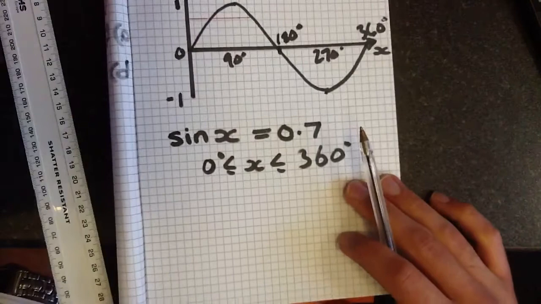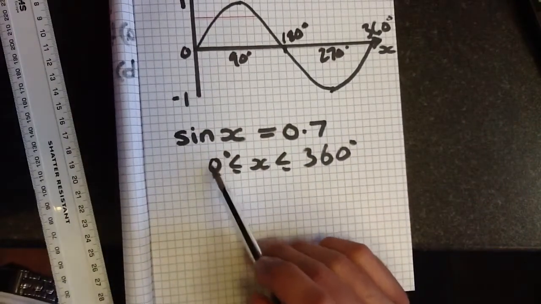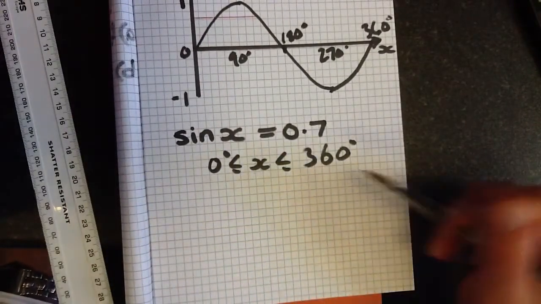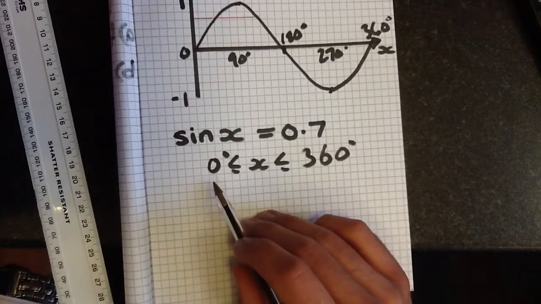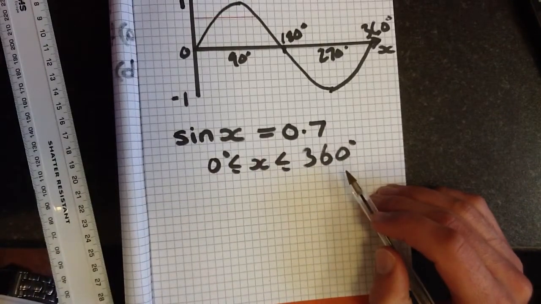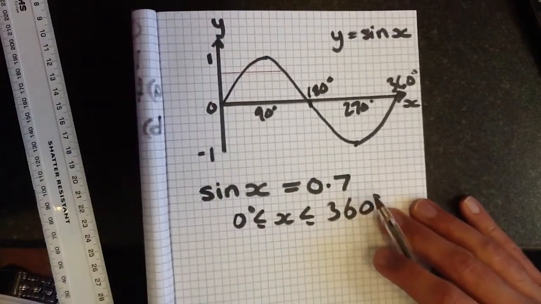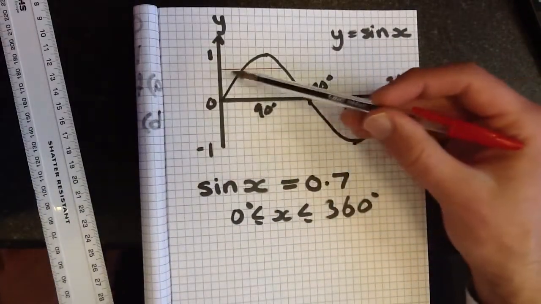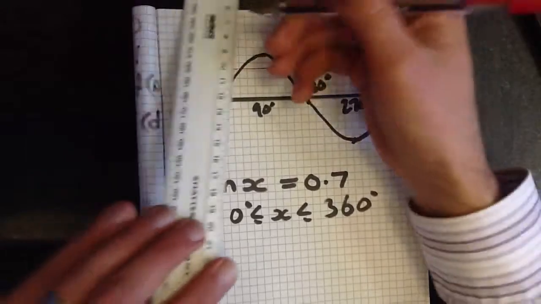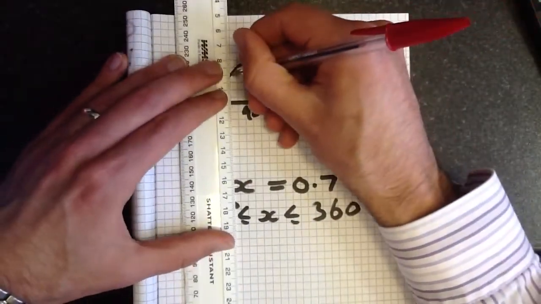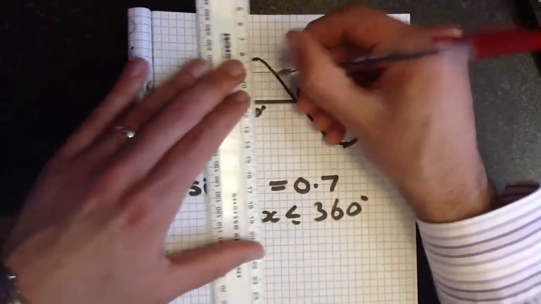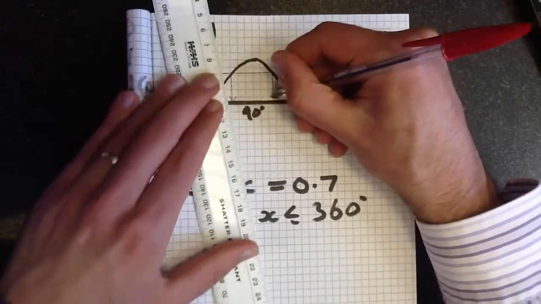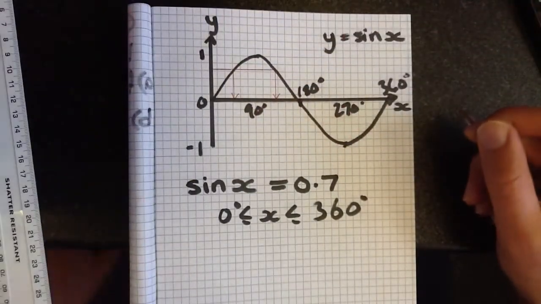Now, the question here says solve the equation sin x equals 0.7 when x is between 0 degrees and 360 degrees. And the way of relating this to the diagram is find 0.7 on the y-axis and then tell me which values of x would give me that solution.